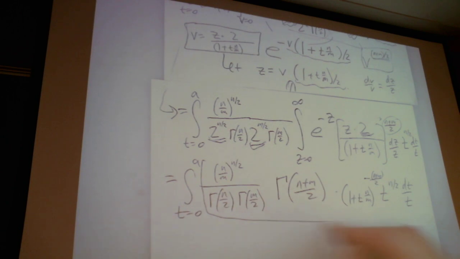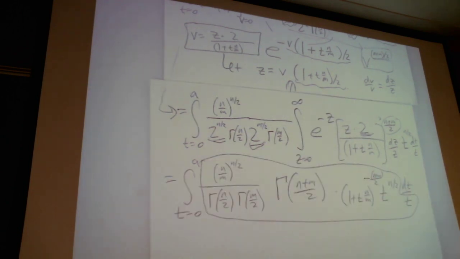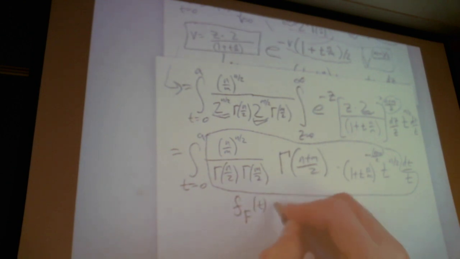This is the PDF of an F distribution. F sub F of T is equal to the stuff in the box. Any questions? If you can do a T distribution, you can do this distribution.